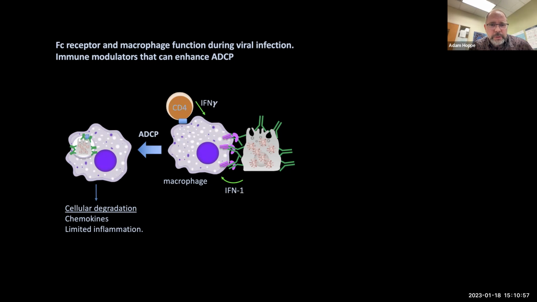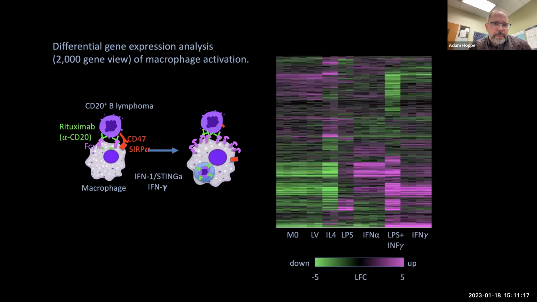In particular, both type 1 and type 2 interferons, with maybe the classic example being your Th1 response from a CD4 T cell producing interferon gamma, or potentially even NK cells producing interferon gamma, and type 1 interferons originating from the virally infected cells in the immune environment. So we've been conducting sequencing experiments, looking at different macrophage activation states and identifying gene modules that are associated with potentiation of ADCP.